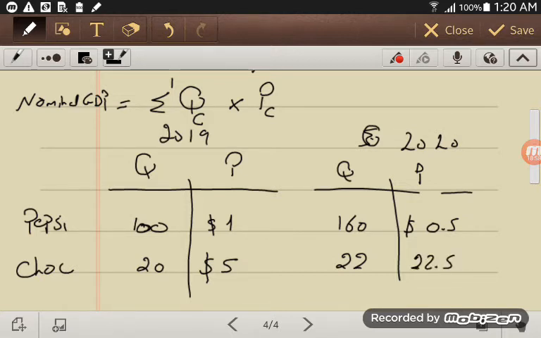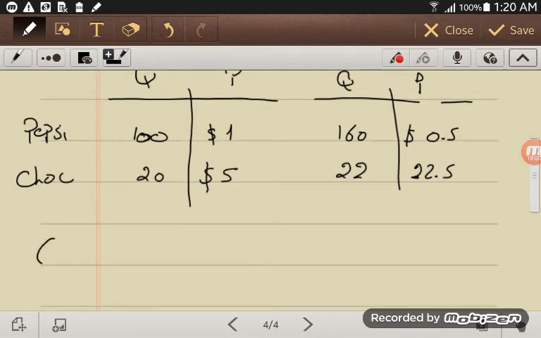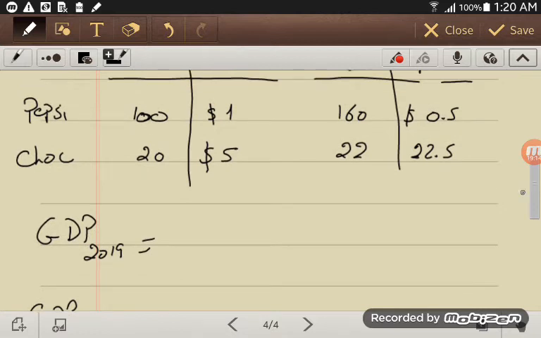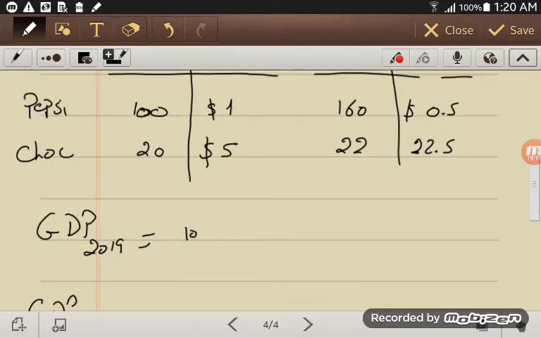Now we would like to calculate nominal GDP for 2019 and nominal GDP for 2020. It's gonna be calculated as quantity current multiplied by the price, plus, for the other commodity, quantity current multiplied by the price. So it will be 200.